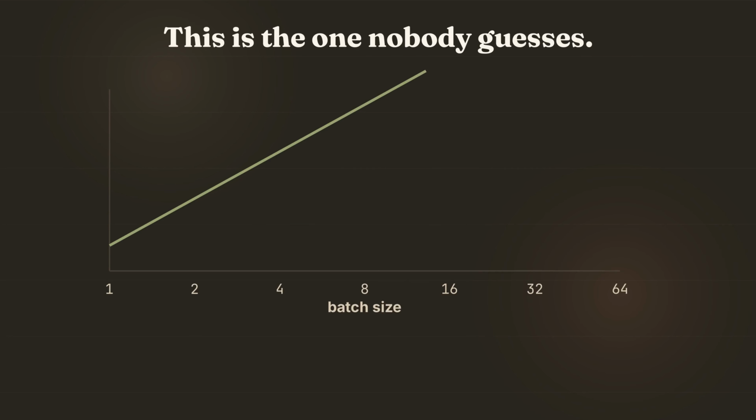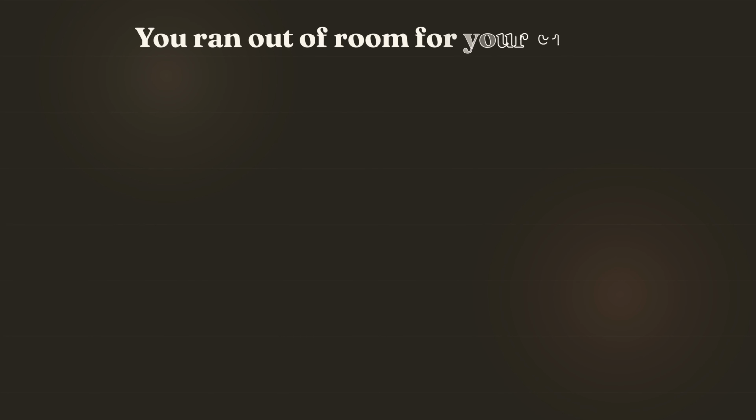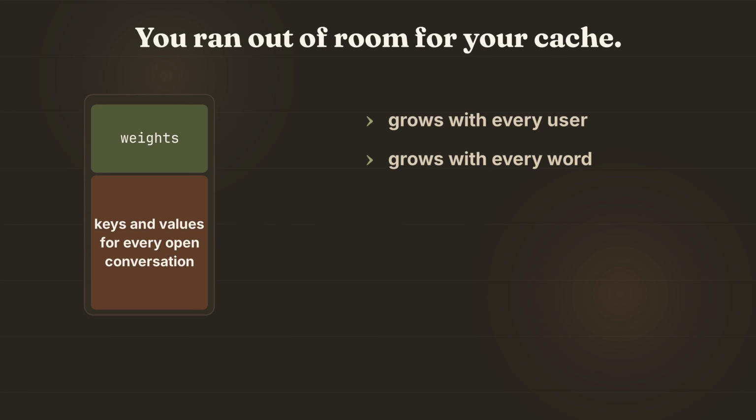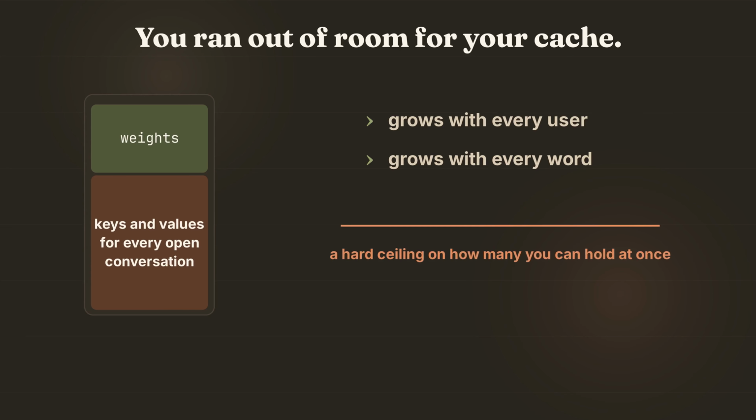So this is the one nobody guesses because everything else on that plot moves in one direction and this one turns around and walks back. You ran out of room for your cache. Every conversation your server is holding open has keys and values stored for it, and that store grows with every user and every word. And we did that arithmetic earlier in this course. Your card has a fixed amount of memory, your weights already took their share, so whatever's left puts a hard ceiling on how many conversations you can hold at once.